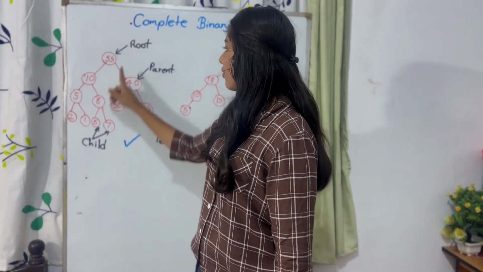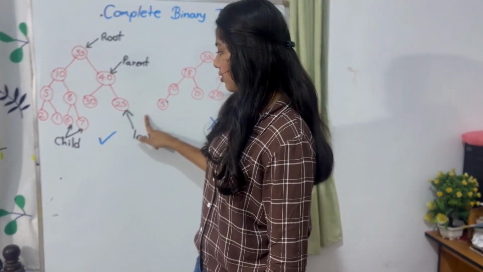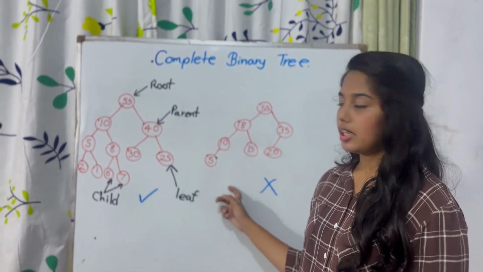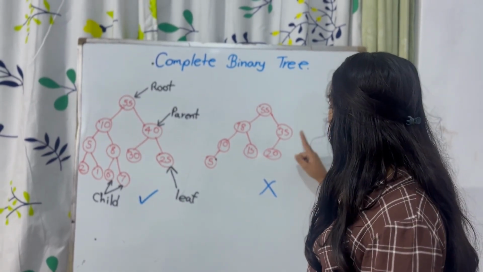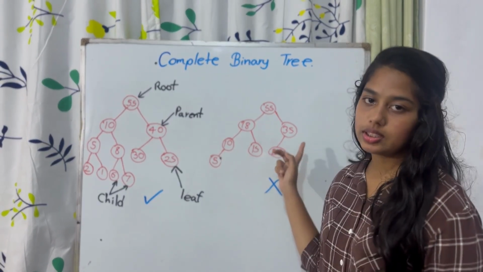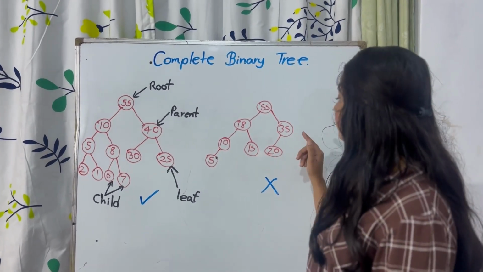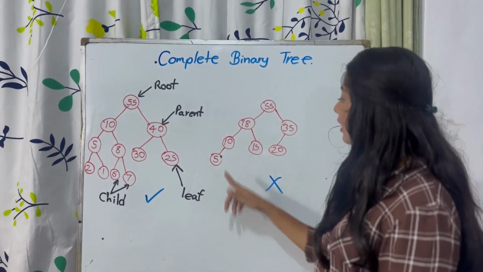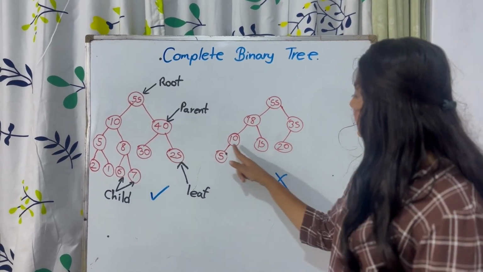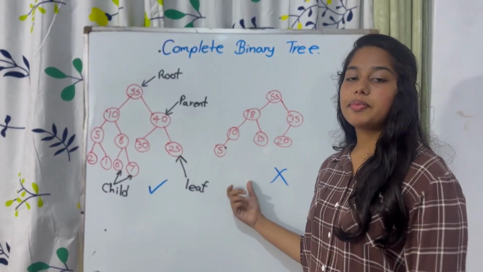In a tree, we have root node and parent node, child nodes and leaf nodes. And this is not a complete binary tree because there is only one child node in those parent nodes. It is necessary to have 2 child nodes in the parent nodes. And this is the last level, so this level is not completely filled. Therefore, this is not a complete binary tree.